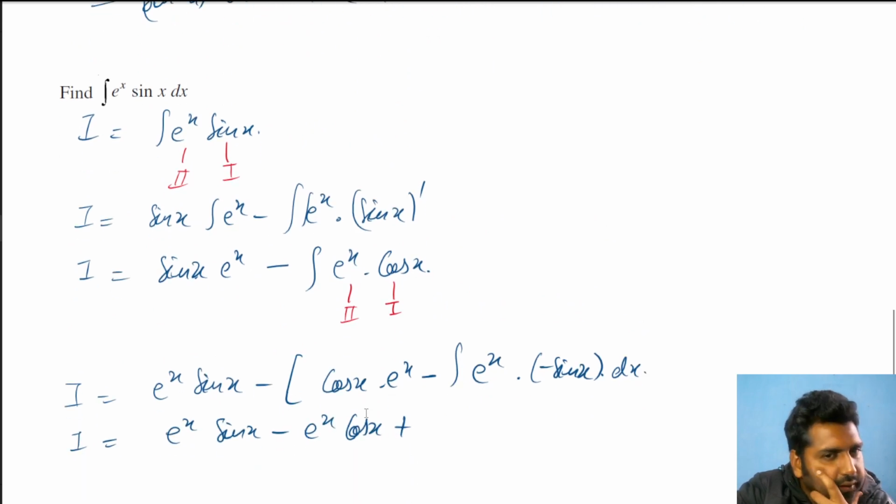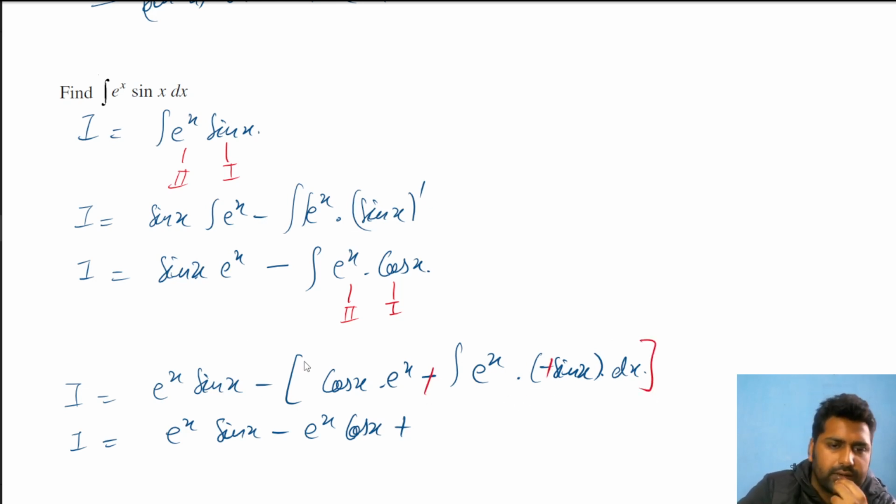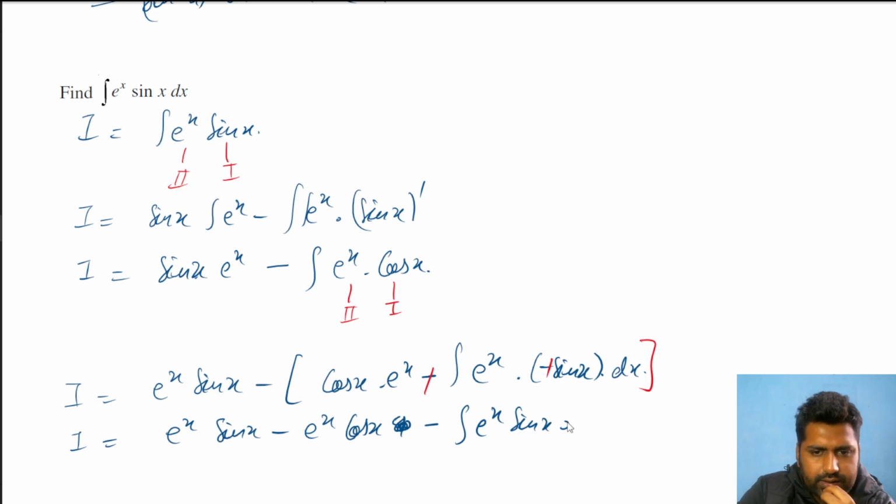I have taken sin x as the first function. Sin x differentiation is cos x as it is. Okay, correct now. So it's not plus. This negative negative cancels, so it is plus, and there is a negative outside this bracket now. That makes it negative: minus integration e raised to power x sin x dx.